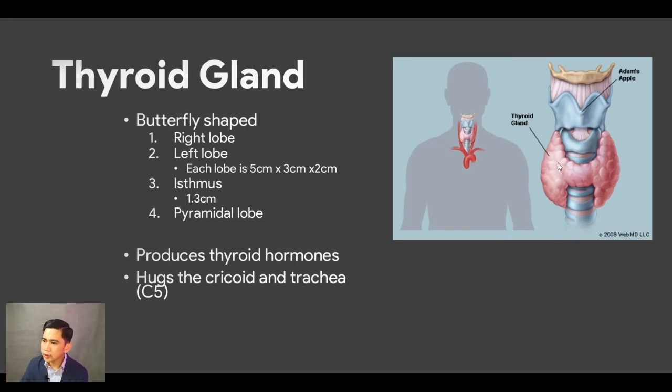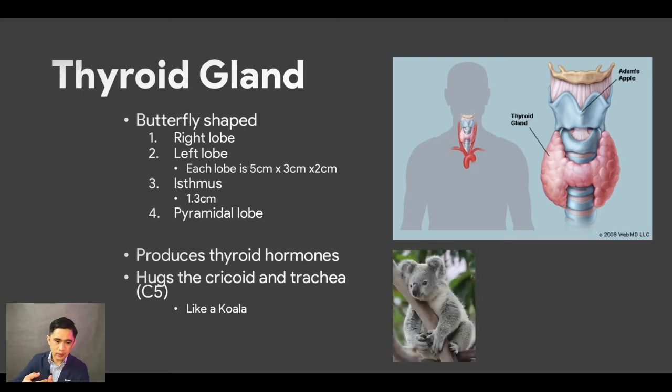So the thyroid gland is found usually at the cricoid and the tracheal cartilage. A thyroid gland is not found at the thyroid cartilage. It is found lower than the thyroid cartilage, at the cricoid and tracheal cartilages. Now, the thyroid gland hugs the cricoid and tracheal cartilage like a koala. It hugs it. Or a clingy girlfriend.